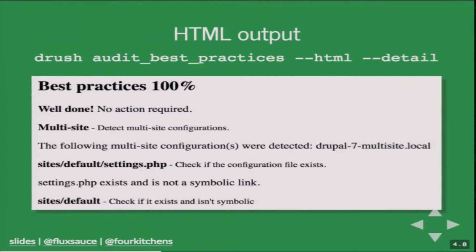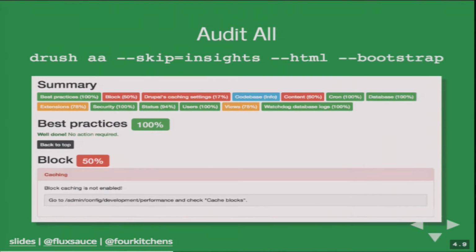There's also HTML output built into it that uses just basic structure. This isn't particularly pretty, but it works, and you can integrate that within an application. Don't like that? Fine. Let's add Twitter Bootstrap to it. So Bootstrap 3 is built into it, and also if you do audit all, and doing skip insights, which is slightly out of date, it should be skip front end now, with HTML and Bootstrap, it'll give you a nice color-coded menu right up at the top that gives you quick navigation. It gives you colors, because people usually respond to colors pretty well.